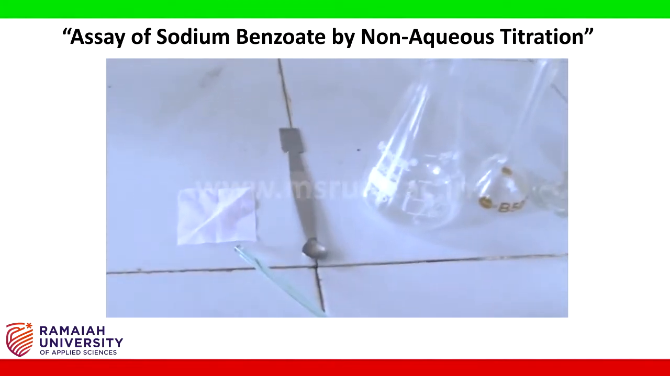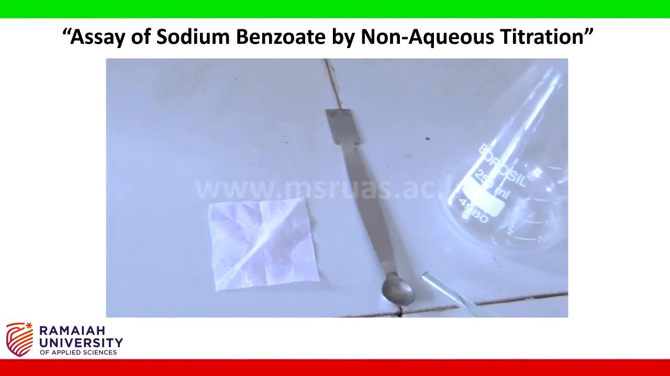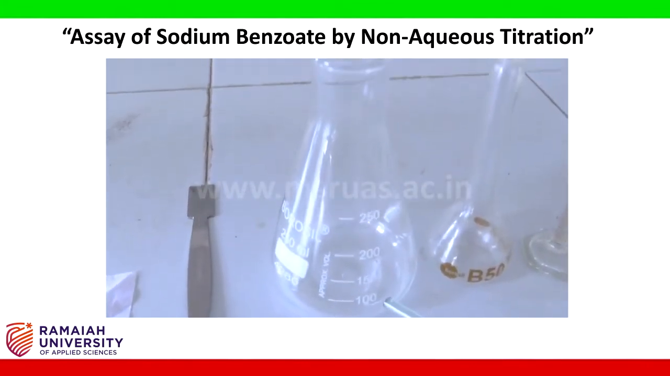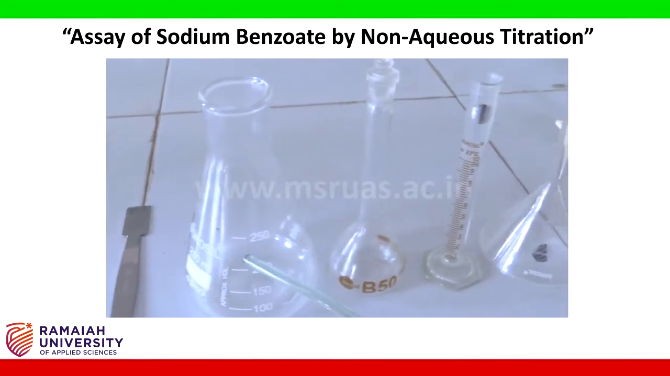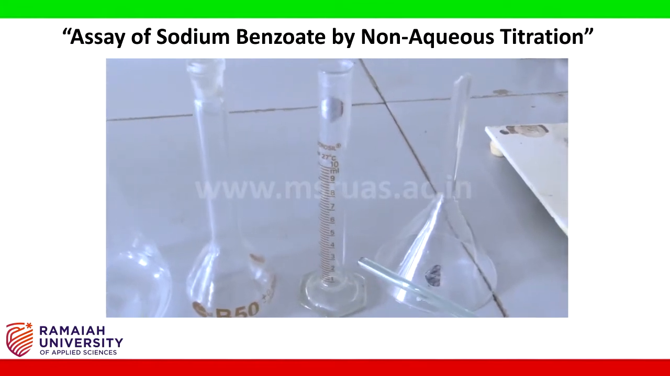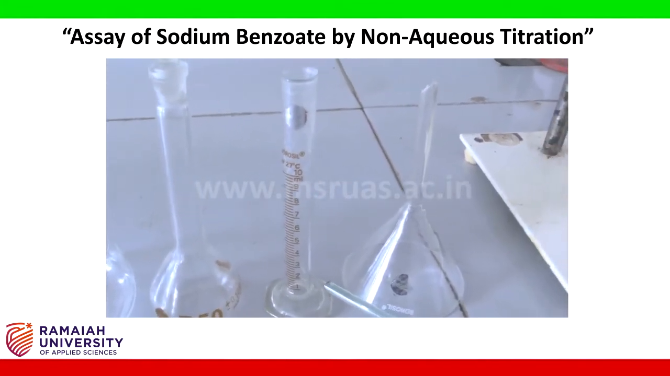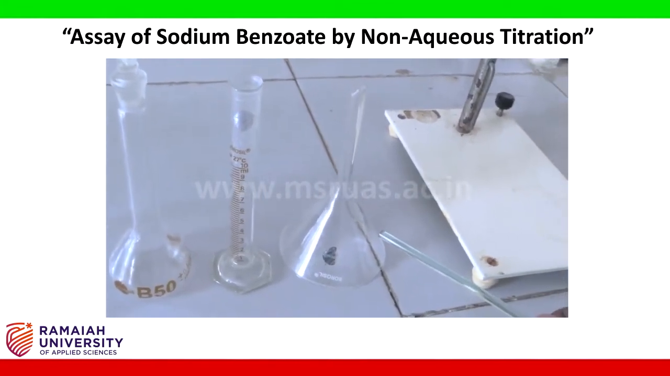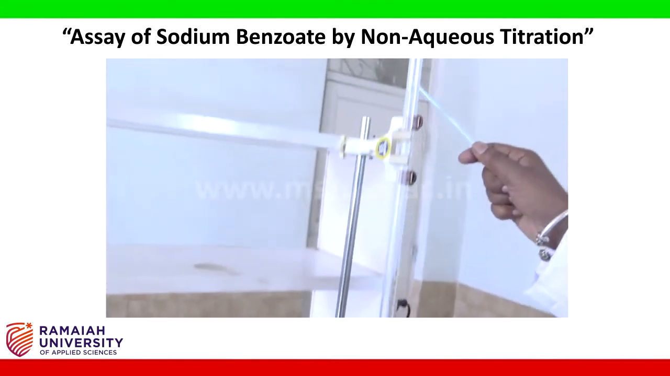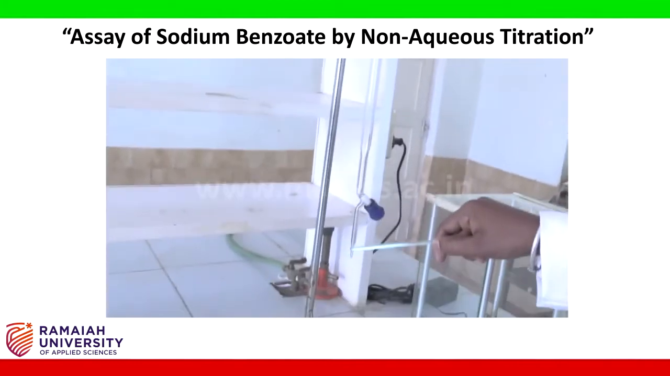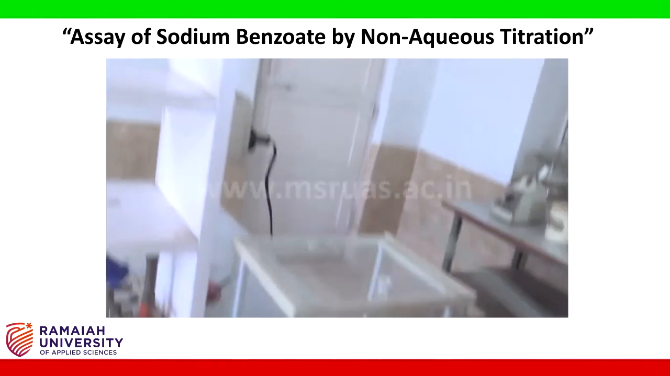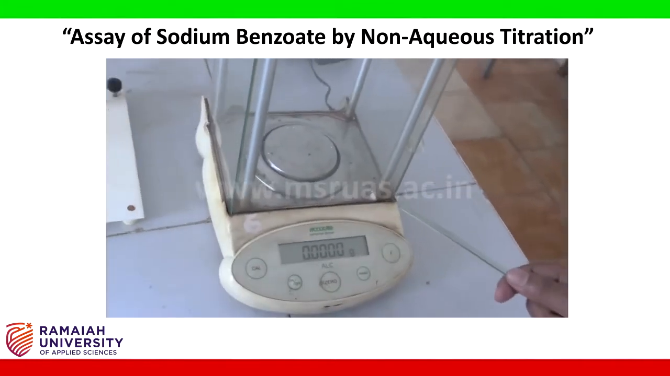butter paper, spatula, a 250 ml conical flask, a 50 ml standard flask, 10 ml measuring jar, a funnel, a burette stand, a burette and a weighing machine. Now let us start the experiment.